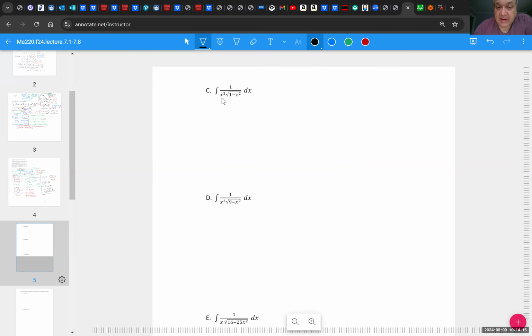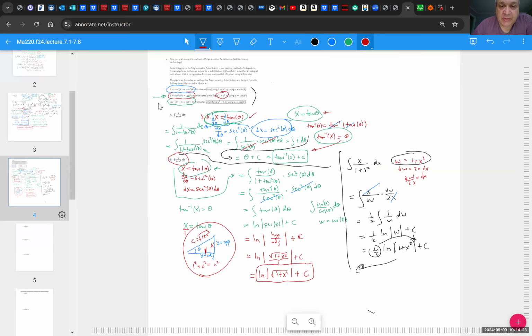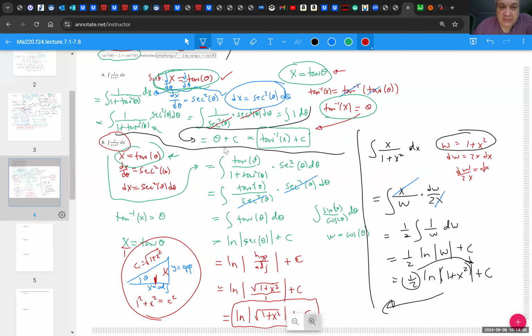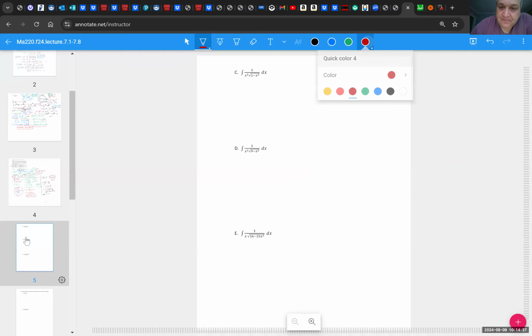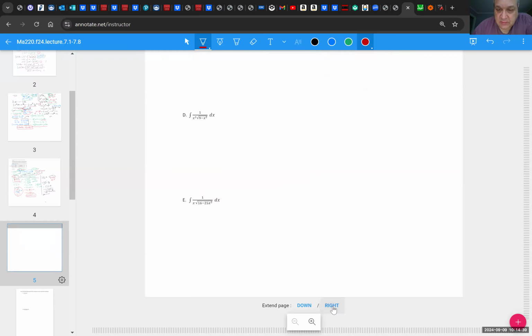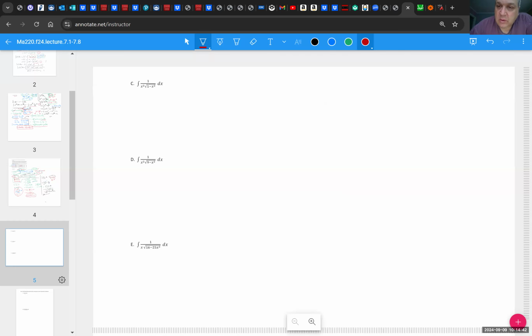Letter C, we have 1 over x squared times the square root of 1 minus x squared. And I don't have the formulas written down here, but if you refer back to the previous page, if you've printed out these notes, you'll notice that 1 minus something squared is going to be a sine theta. So for 1 minus thing squared, we're going to have thing is equal to sine theta. So let me write that over here. Let me just make this more sizable. So we get 1 minus u squared. That means we're going to be using u is equal to sine theta. That's the standard substitution when we have 1 minus thing squared.